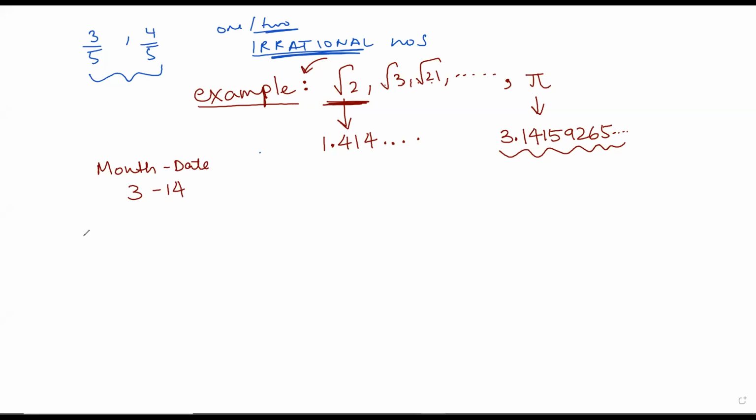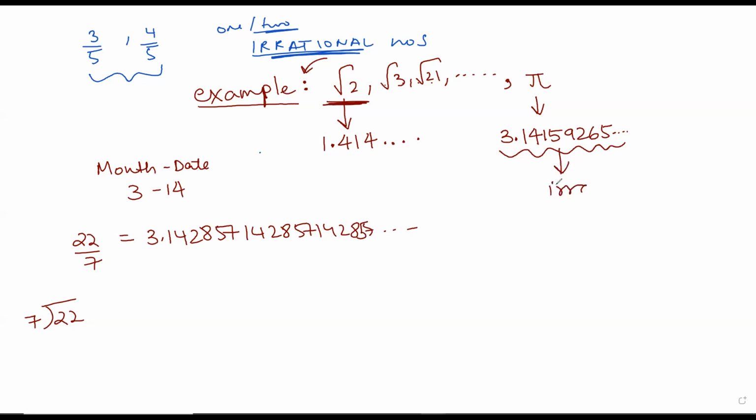Unlike 22 by 7. If you divide it this way and see the decimal expansion, it turns out to be 3.142857, and then it starts repeating again, 142857, 142857, and so on. So pi is an irrational number, as we discussed in the first class, because none of its digits are repeating. Over here we have these digits repeating.